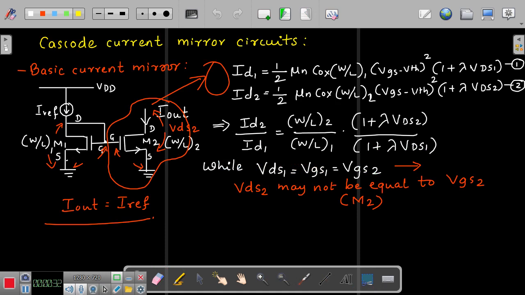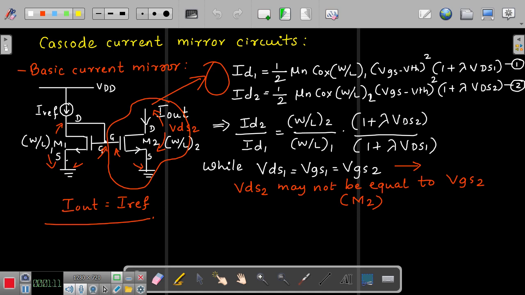So this diagram, whatever I have shown here, represents the basic current mirror circuit, right? And we have seen the equation for ID1 and ID2, which is the modified equation after considering the effect of channel length modulation. Here the most important factor is that your VDS1, the voltage between drain and source for the first transistor, is equal to VGS1, because it is a diode connected device.